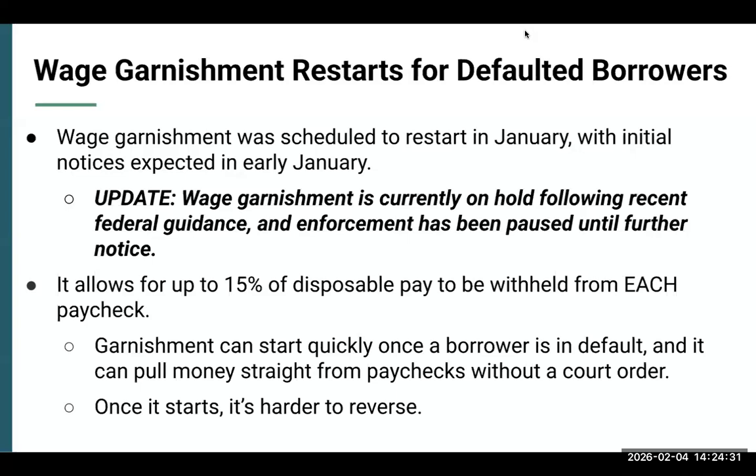A little bit more info about wage garnishment. It allows for up to 15% of disposable pay to be withheld from each paycheck. It can start quickly once you're in default, and it can pull money straight from your paycheck without a court order. It's hard to reverse.